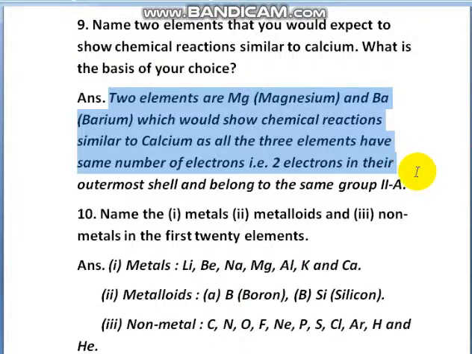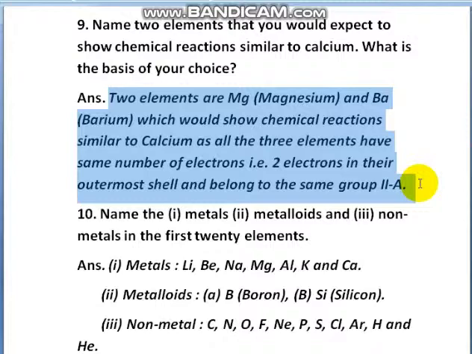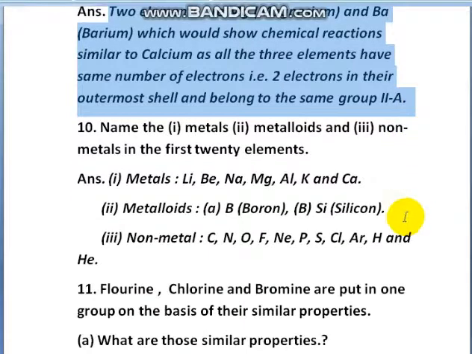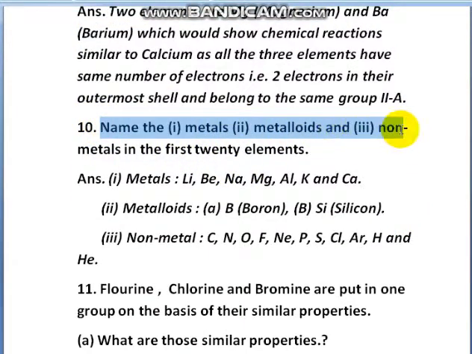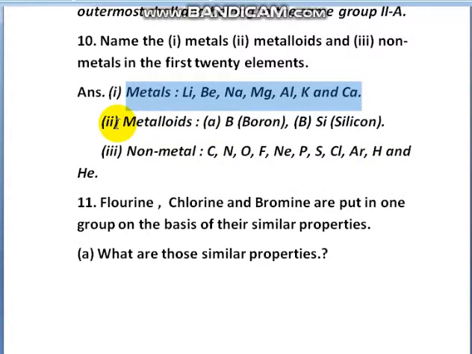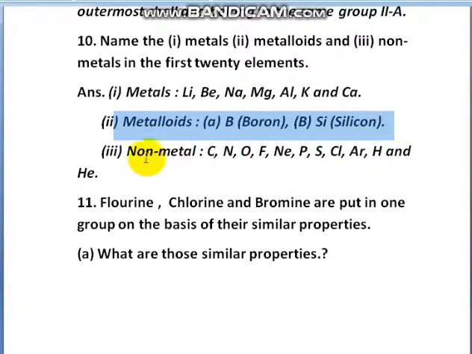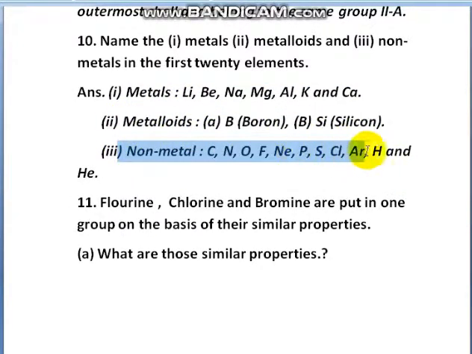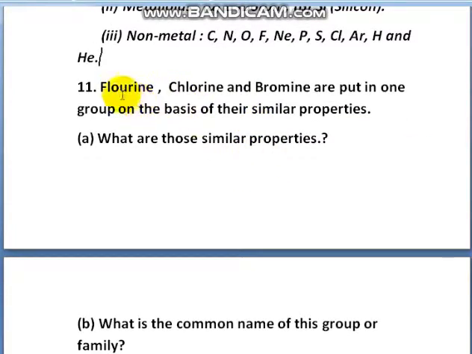2 electrons in their outermost shell and belong to the same group, second A. Next one, name the metals, metalloids and non-metals in the first 20 elements. So from the first 20 elements, metals are lithium, beryllium, sodium, magnesium, aluminum, potassium and calcium. Next, metalloids are boron and silicon, and non-metals are carbon, nitrogen, oxygen, fluorine, neon, phosphorus, sulfur, chlorine, argon, hydrogen and helium.